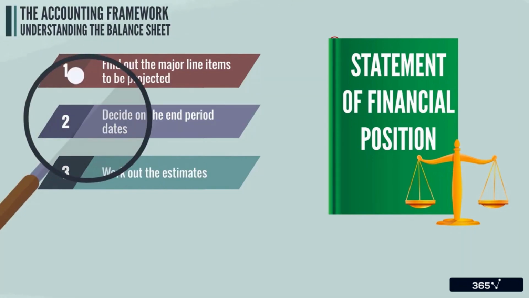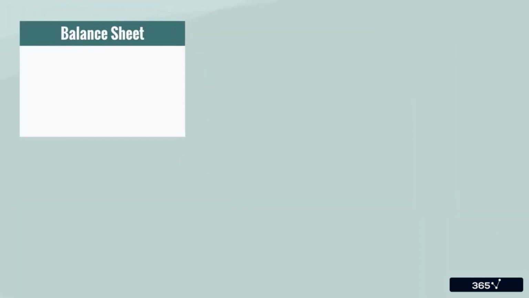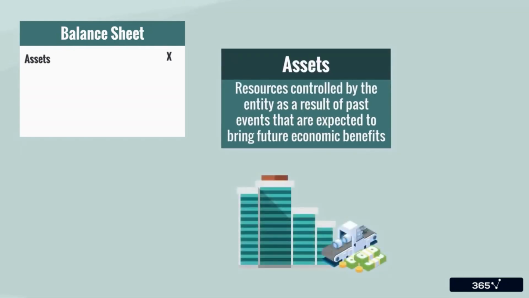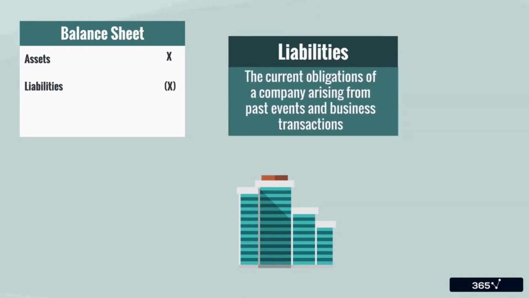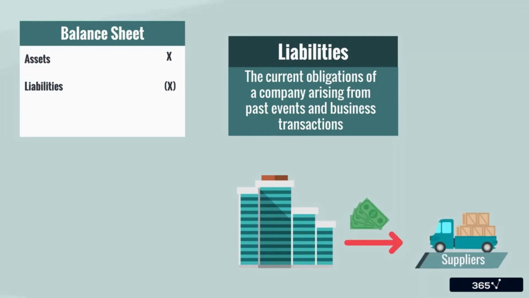All right. When it comes to building a projected balance sheet, you should make sure that you include 3 major elements. The first one is the company's assets. These are resources controlled by the entity as a result of past events that are expected to bring future economic benefits. The second section is liabilities, which illustrates the current obligations of a company arising from past events and business transactions. The settlement of these obligations is expected to result in a future outflow of economic benefits from the entity.